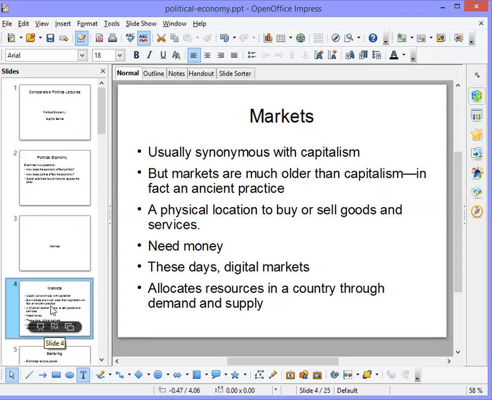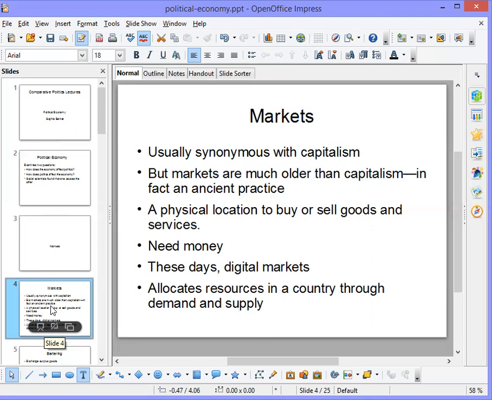So markets have been in all civilizations, and in fact, they are a very ancient practice. So they predate what we consider to be capitalism, and we'll talk about what is capitalism in a slide. Most times we think of markets as being a physical location to buy or sell goods, okay? Anytime buying and selling happens, we say that a market transaction has taken place.